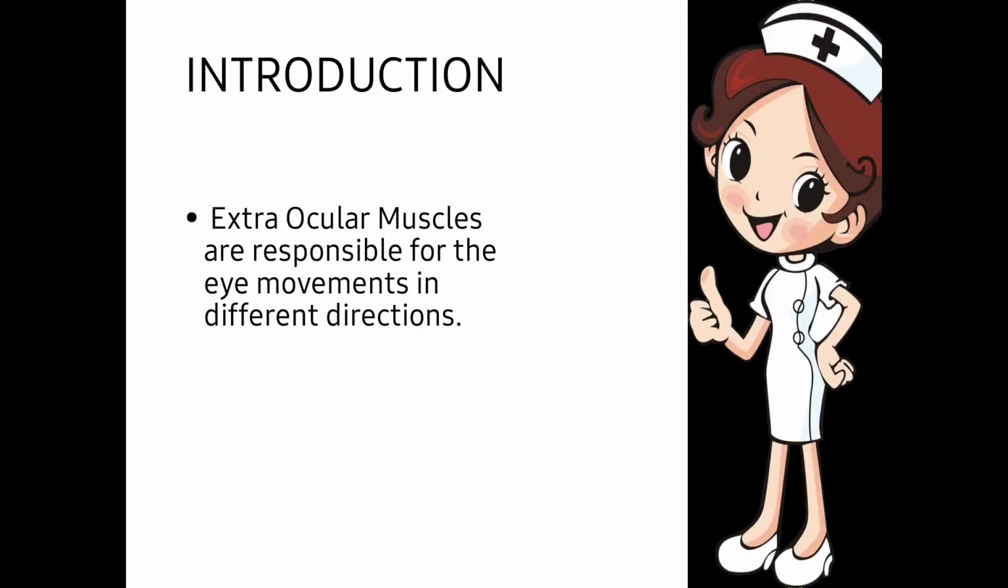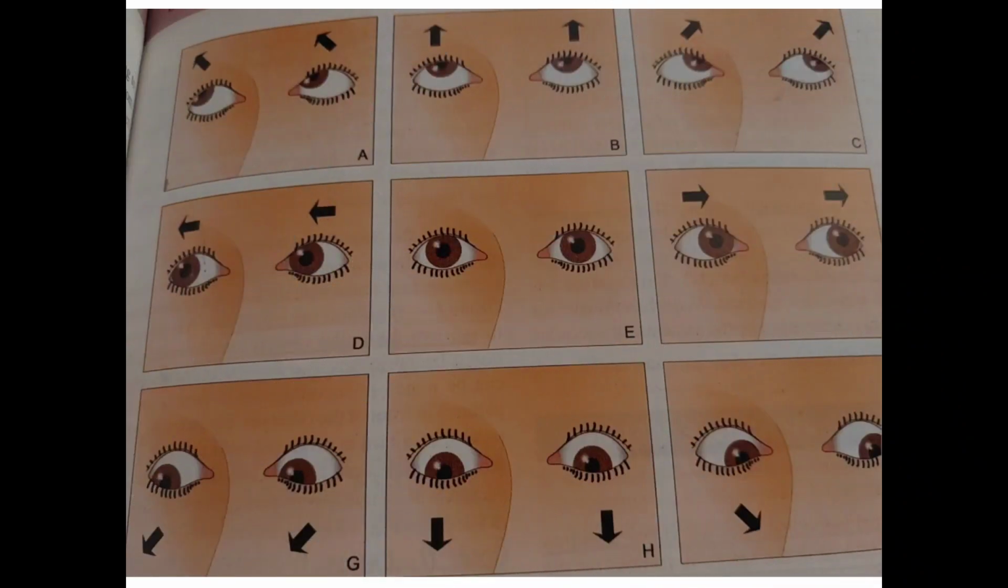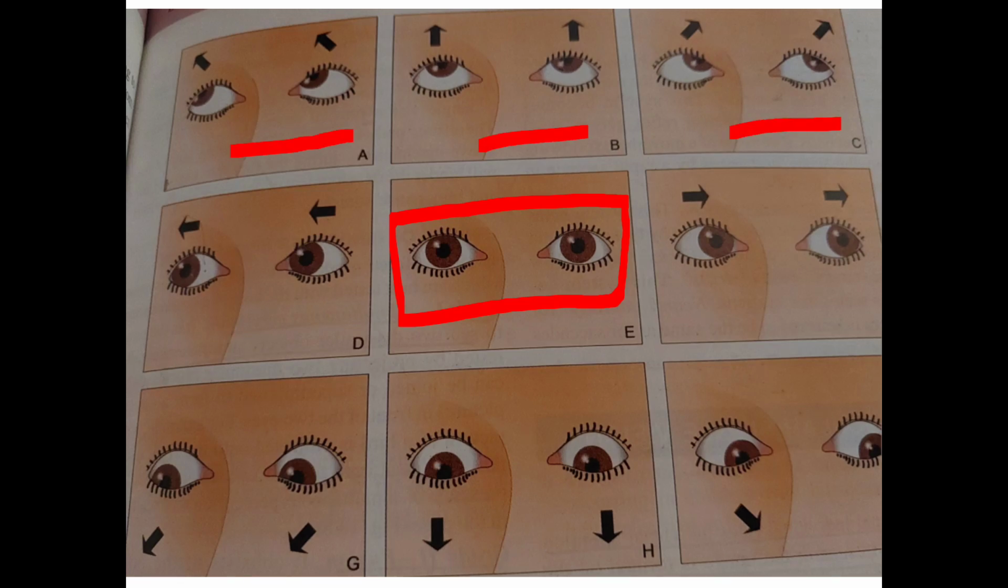The word ocular is related to the eyes. So some extra muscles are attached to the eyeball which are responsible for performing the eye movements in the different directions. Let's see. So it is the movement of the eyes when we are looking straight. All these different types of movements are performed by our eyes when we look at the different direction.